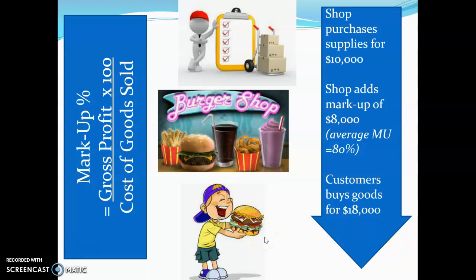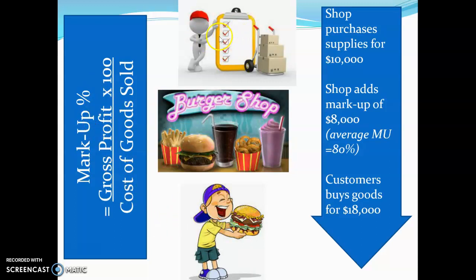Welcome to revision 10. This is the first one in the interpret external, and today we're going to focus on the difference between markup percentage and gross profit percentage. Formula you'll get in the back, but markup percentage is equal to the gross profit divided by cost of goods sold times 100 over 1.